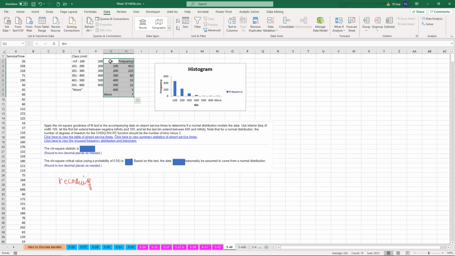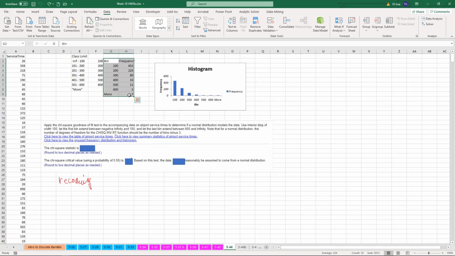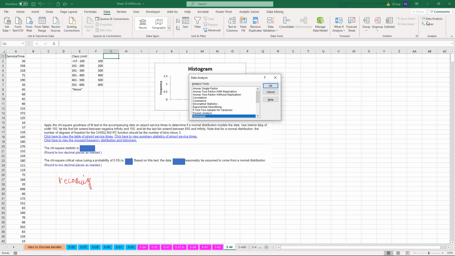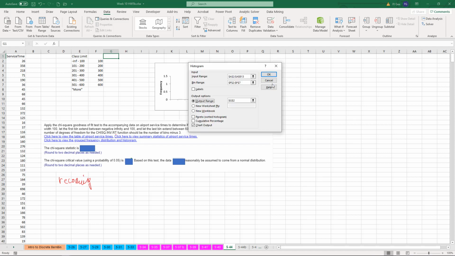So here's the bin. Okay. So what I'm going to do is move that. In fact, let's Control Z it. Okay, can't. Let's delete it. And I'm going to remember to go to G1 this time. Okay, I'm just going to do that again. Data analysis, histogram. Boom, everything's good. The output range I want in G1.